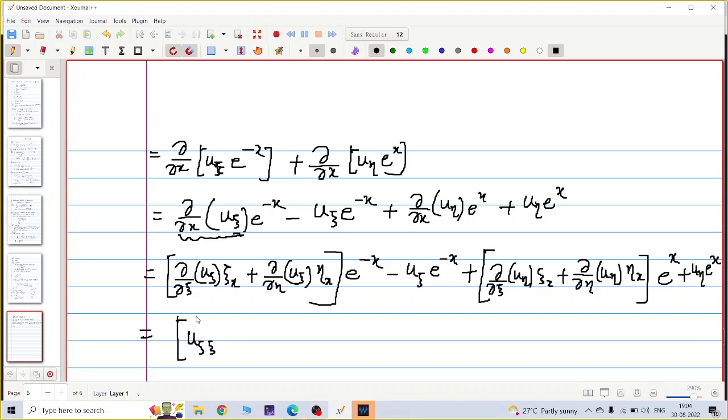Sir, please read this above line, sir. Okay, it is not visible. Okay, I'll do it. Actually what happened is that I just took the differentiation with respect to x of u xi.